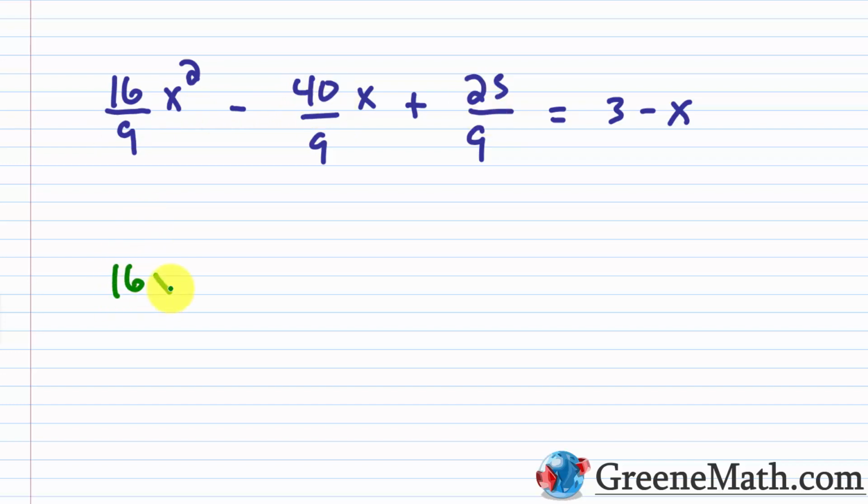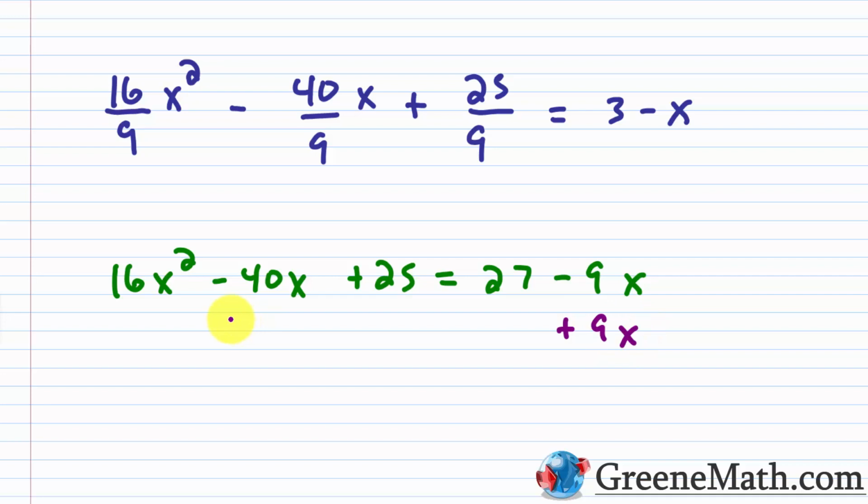So you'd have 16x squared minus 40x plus 25. This equals, I've got to multiply each term here by 9. 3 times 9 is 27, then minus 9 times x is 9x. Okay, so let's clean this up. If I add 9x to both sides of the equation, that'll cancel. And then if I subtract 27 from both sides of the equation, that'll cancel.